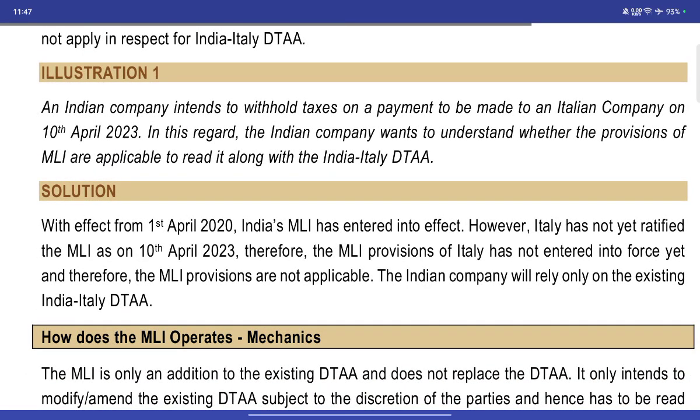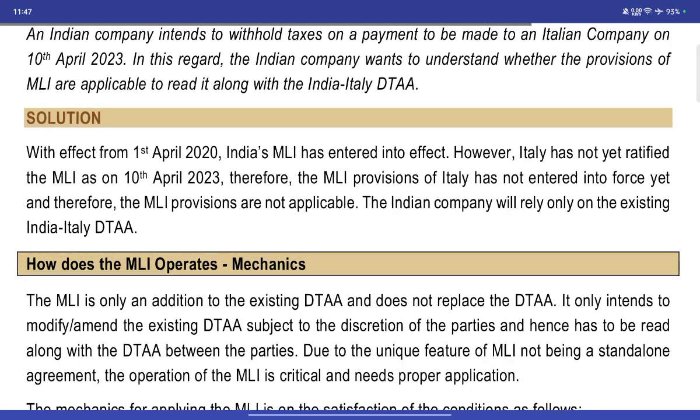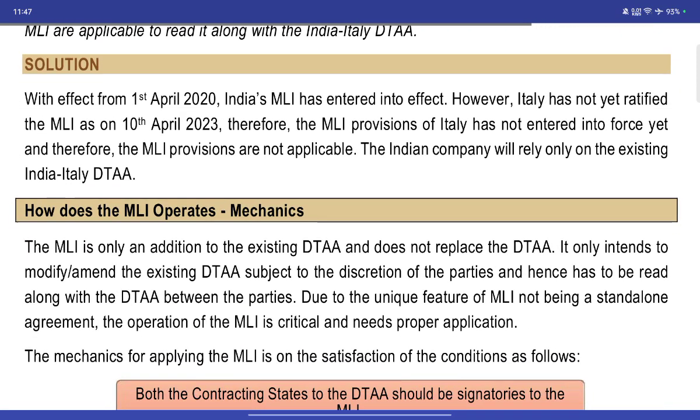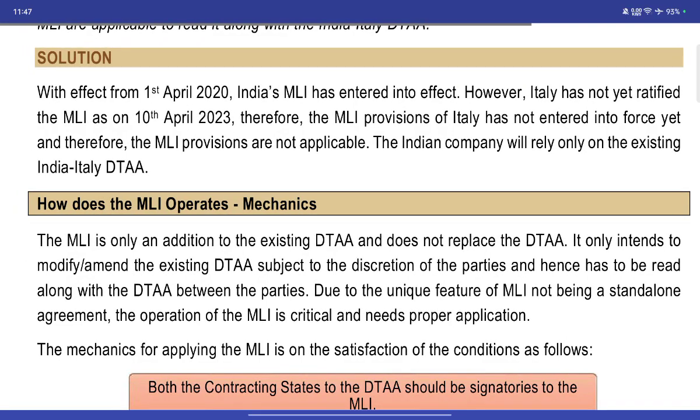Illustration 1. An Indian company intends to withhold taxes on a payment to be made to an Italian company on 1st April 2020. The Indian company wants to understand whether the provisions of the MLI are applicable and should be read with the Indian DTA. Solution: as of 1st April 2020, the MLI is in effect for India. However, Italy had not ratified the MLI as of 10th April 2023. Therefore, the MLI provisions have not yet entered into force for Italy and are not applicable. The Indian government will rely upon the existing India-Italy DTA.